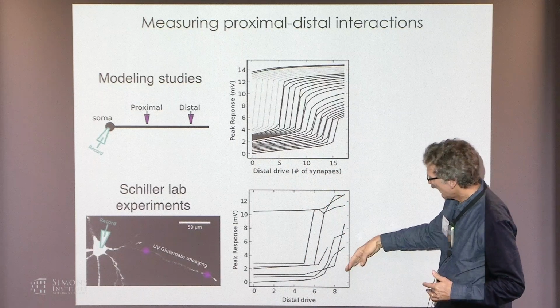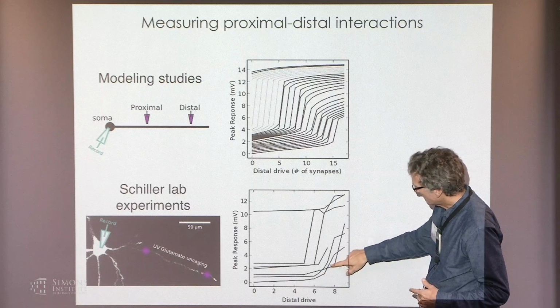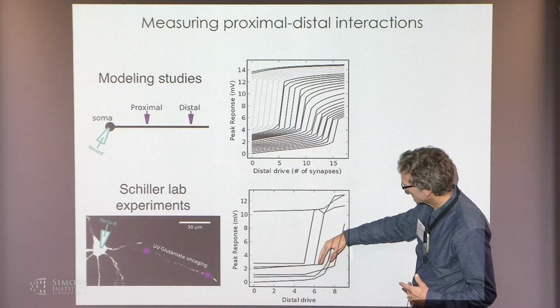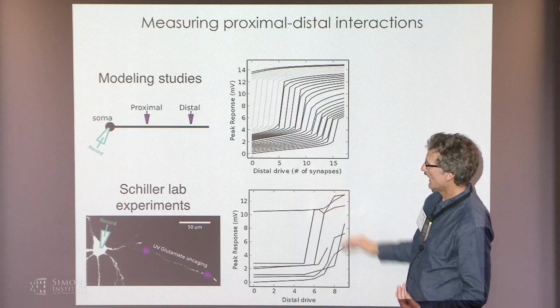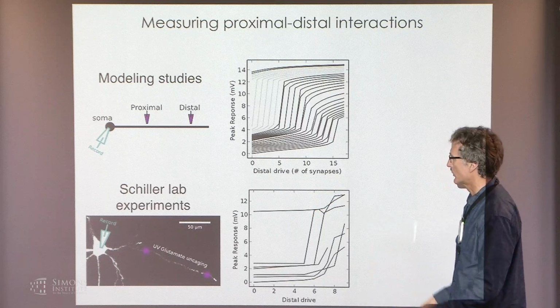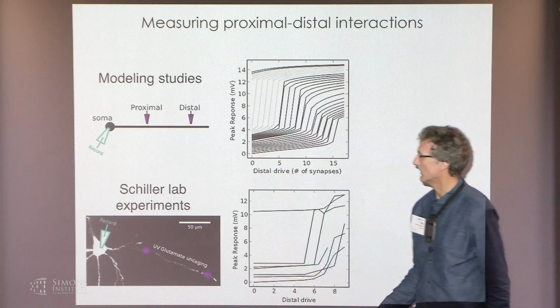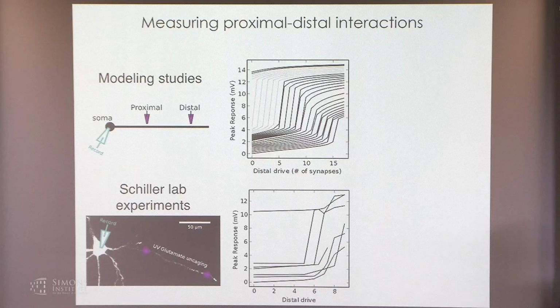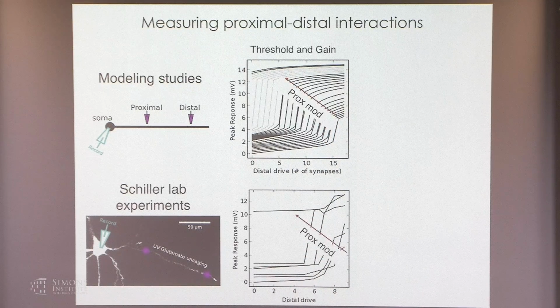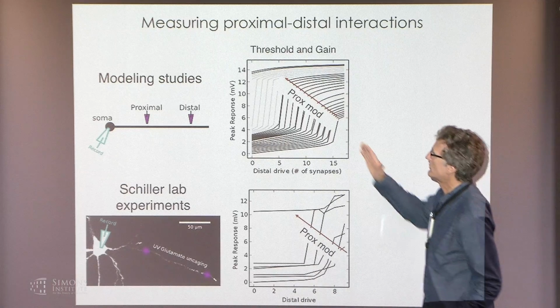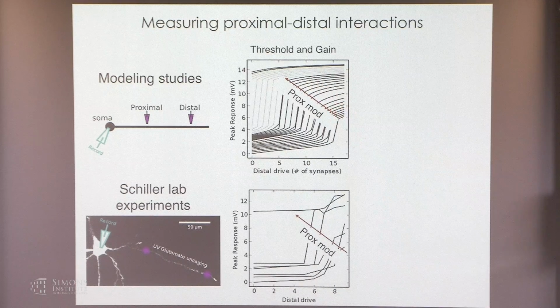And in the experiments, it was very similar. The distal input by itself would generate a little sigmoid, and then the sigmoids shifted to the left and the spikes became bigger in excursion, with a longer or higher takeoff point. So it was a very similar pattern. The effect of a proximal modulator is to modulate the input-output curve of the distal input in that particular way.